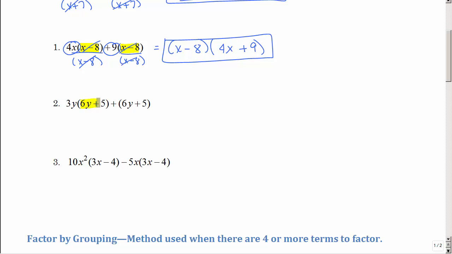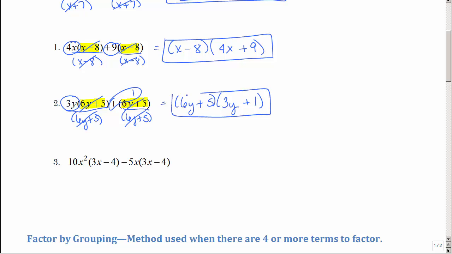On the next one, we have a 6y plus 5 and a 6y plus 5 in common. So let's write that down. And if I divide each term by 6y plus 5, what do I have left? That leaves me 3y. What does that leave me? Nothing? 0? Oh no, that goes in there one time. So that would be plus 1. So write down your GCF, divide, see what you have left.